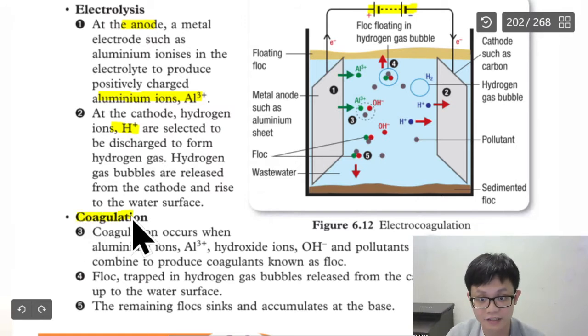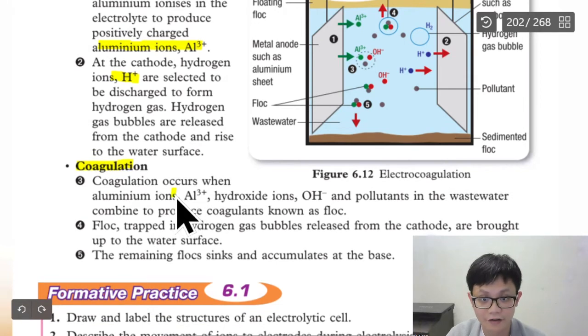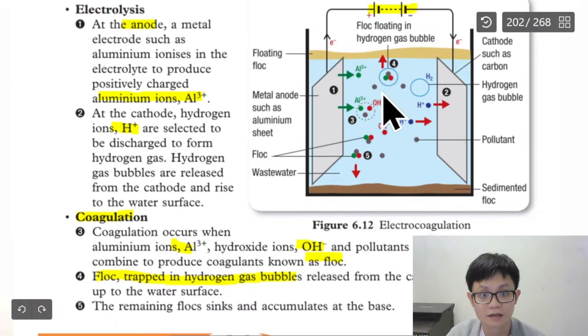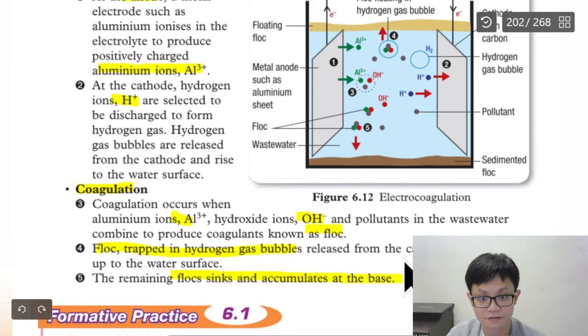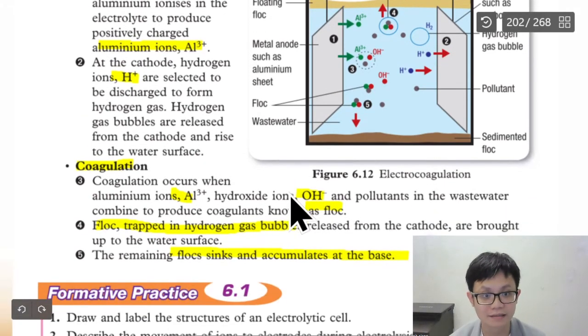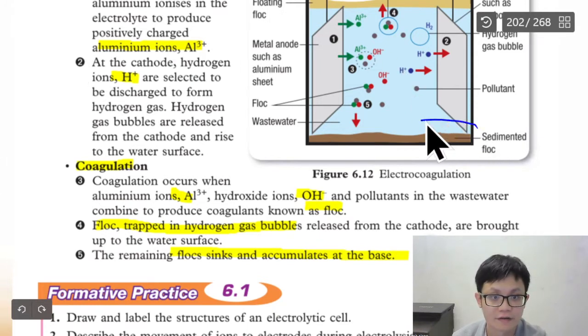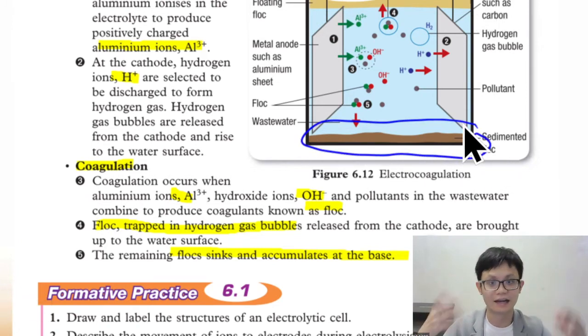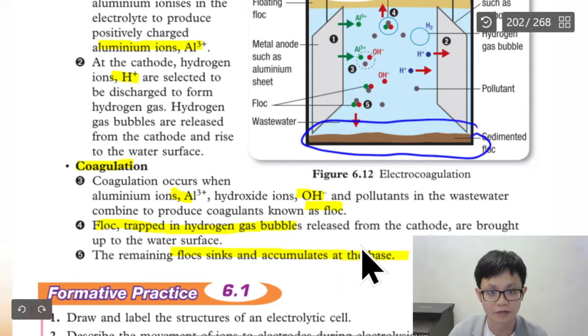But coagulation occurs because aluminum ion will combine with OH- to produce flock. Then the flock is trapped in the hydrogen gas bubbles and brought to the surface. The remaining flock accumulates in the base. So we can see that by doing this, all the dirty things will go down. By using electricity, it will produce a flock, and the flock will make all the dirty things go down.